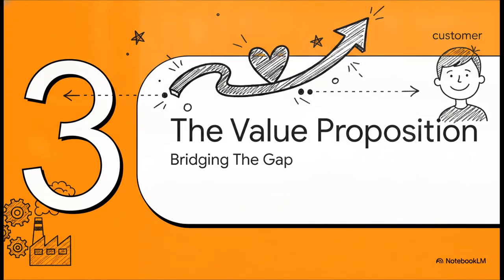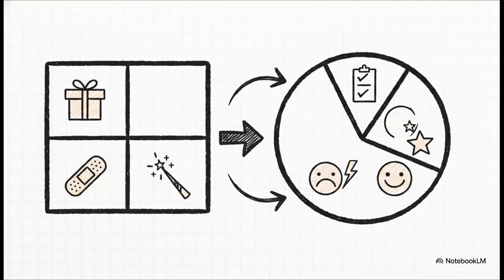Part 3, the value proposition. Bridging the gap between the customer on the right and the business operations on the left is the value proposition. To really nail this down, think of it as a matching game. On one side, you have the customer profile. What jobs are they trying to get done? What are their pains or frustrations? What gains are they desiring?